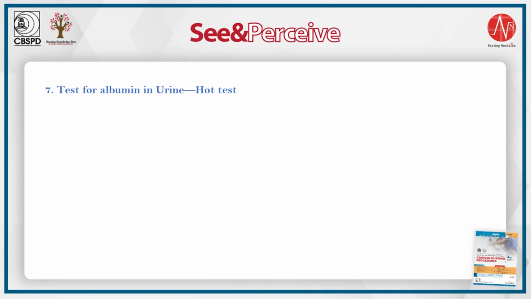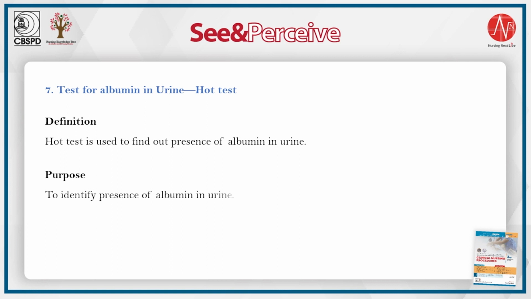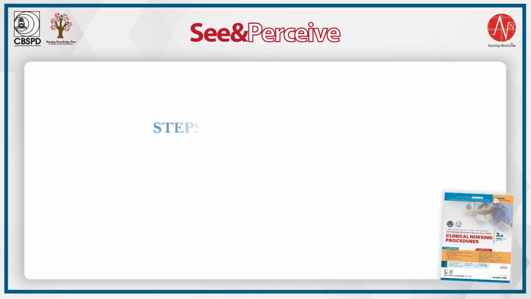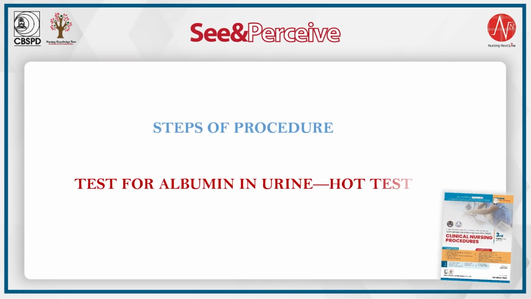Seventh, test for albumin in urine. Hot test. Definition: hot test is used to find out presence of albumin in urine. Purpose: to identify presence of albumin in urine. Steps of procedure: test for albumin in urine, hot test.